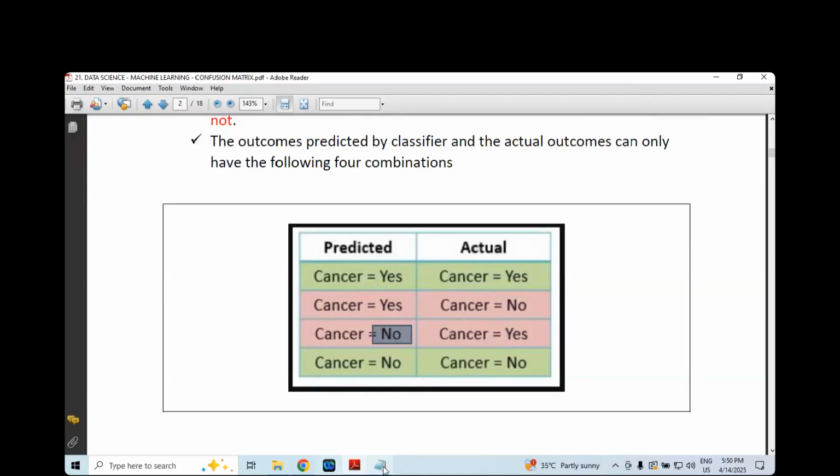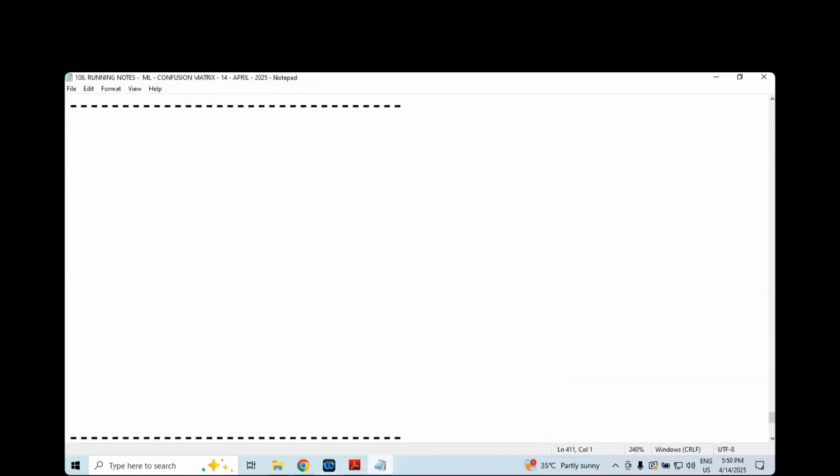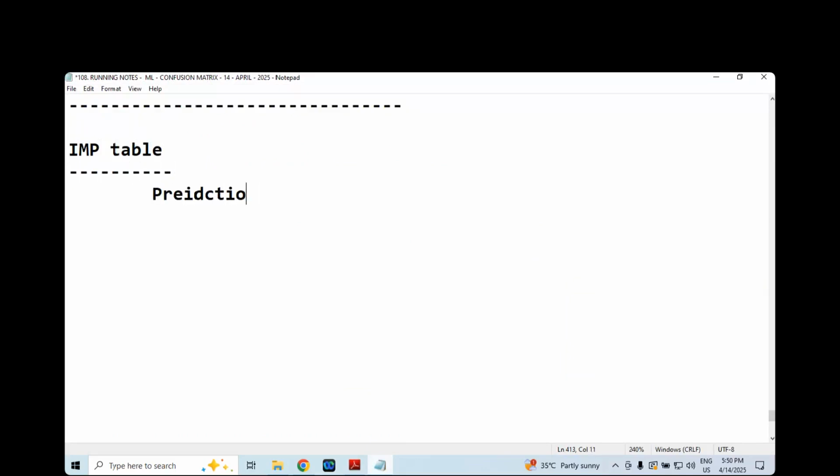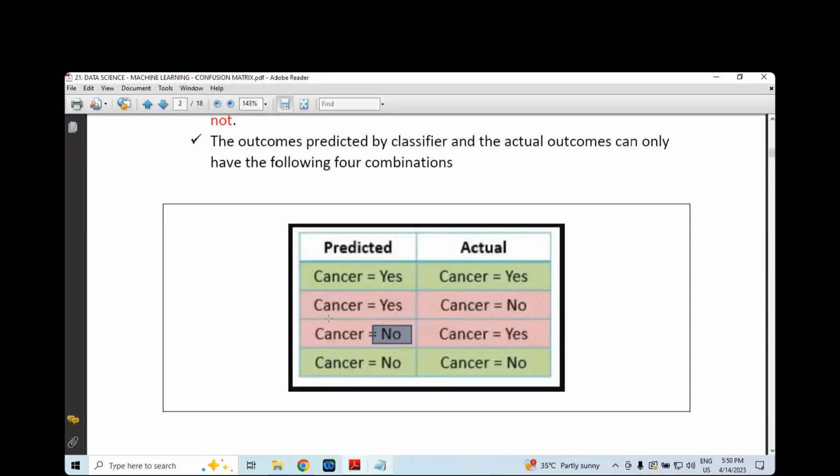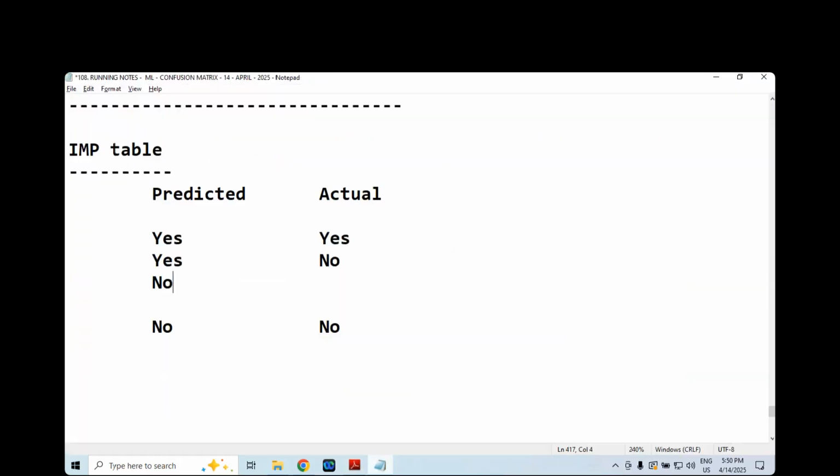Now, an important table. You have to be very clear. First, the predicted value. The next one, the actual value. Combination number one, yes and yes. Combination number two, no and no. Next, the yes and no combination. The next one should be the no and yes combination.